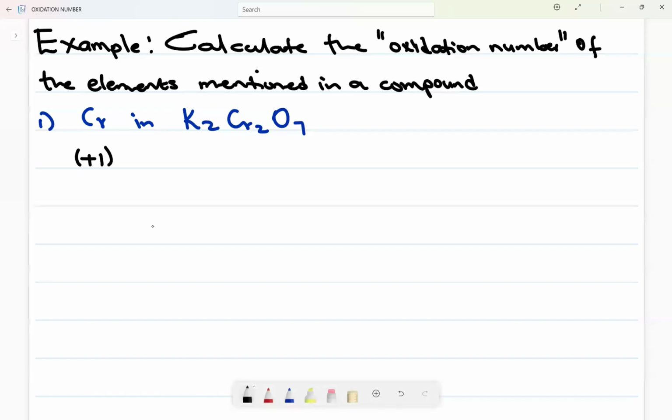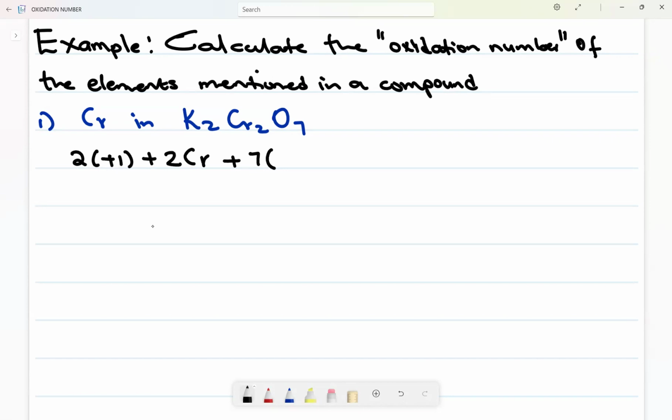But how many Ks do we have? Can you see I have 2 Ks? So I need to say 2 +1. So they tell me that there are 2 Ks, they're off, okay? And then I'm gonna say plus. How many Cr do we have? 2, but I'm looking for Cr, so I'm gonna just say 2 Cr plus 7.